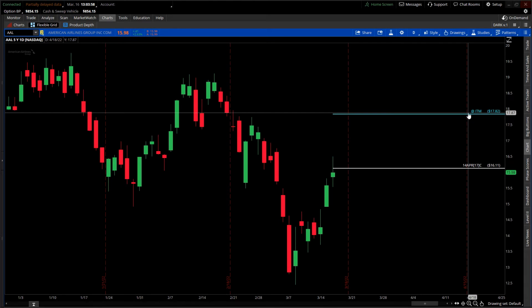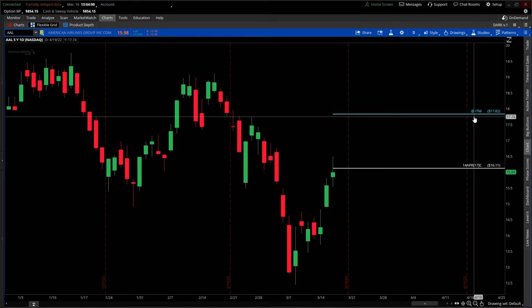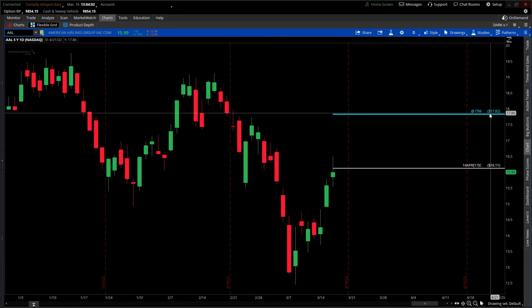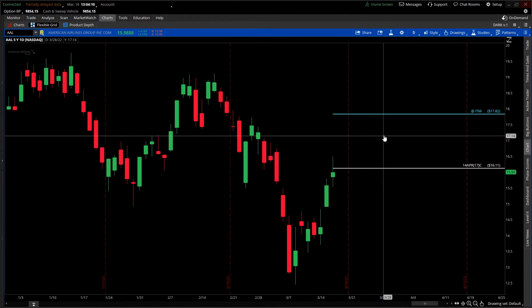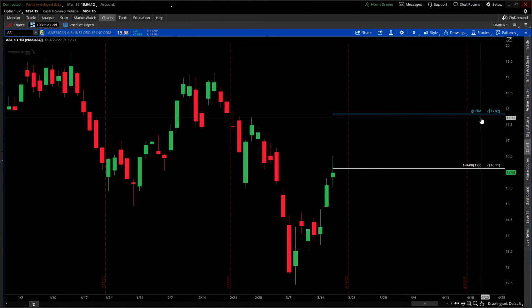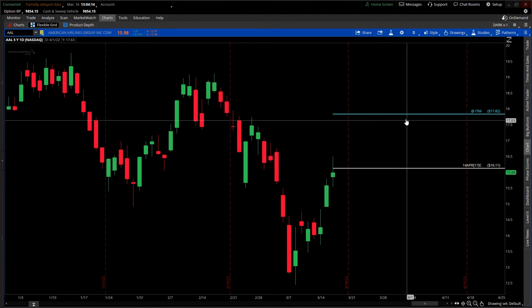So ITM is in the money. It's $17 is my strike, and 82 cents represents what it cost me to get into the trade. So 82 cents times 100 is $82, times the number of contracts, and so on.